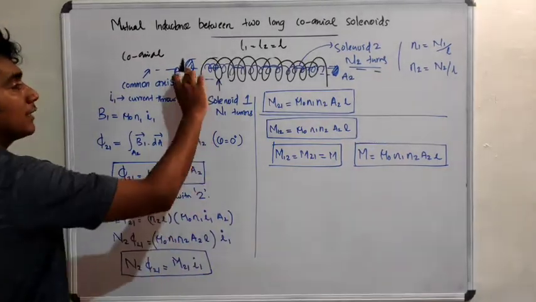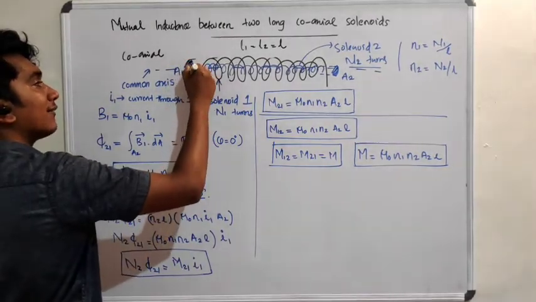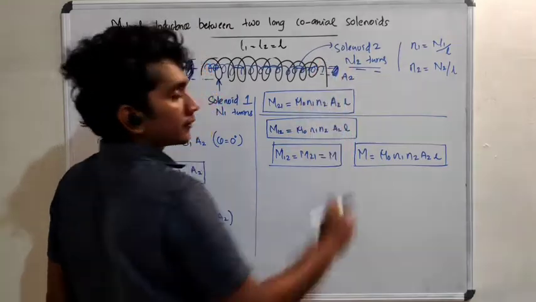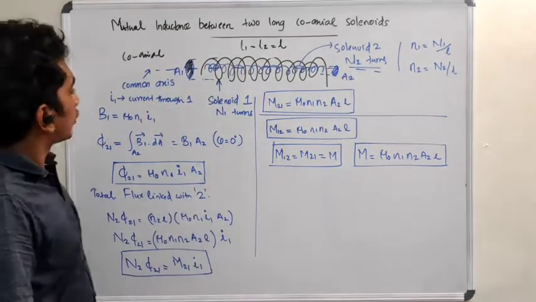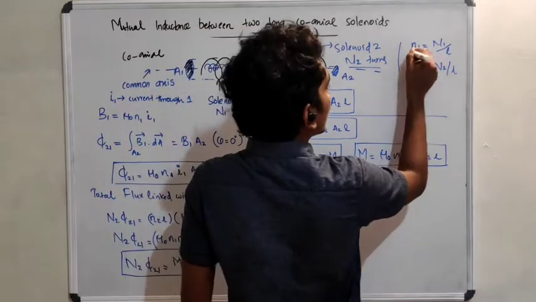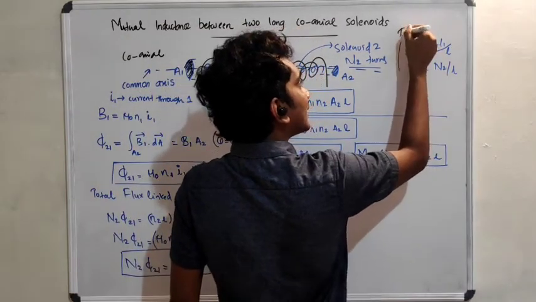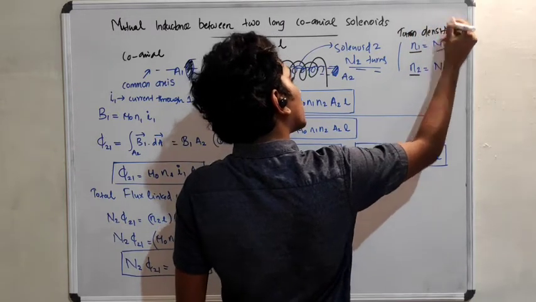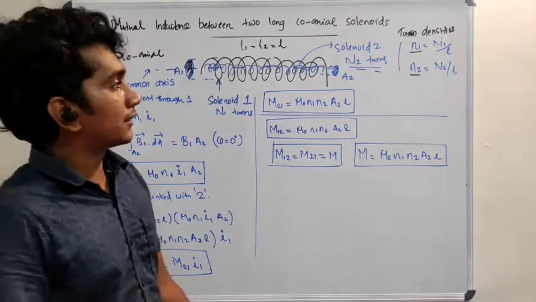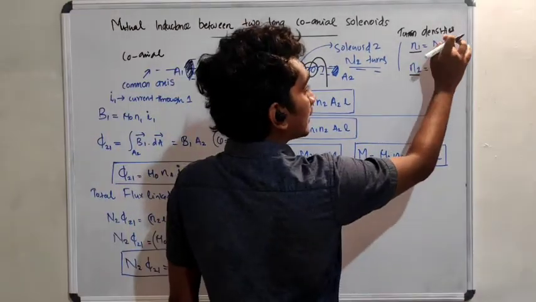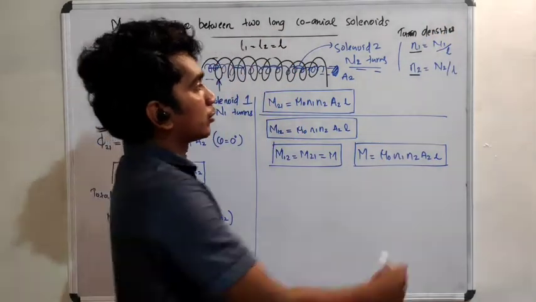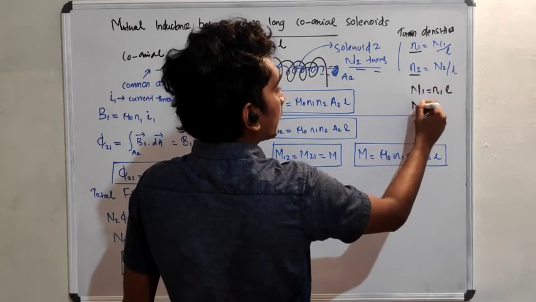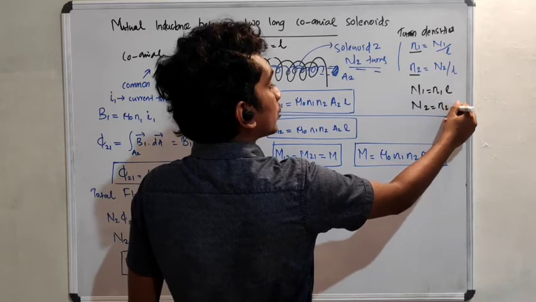Look at this, A1 is the area of the bigger one, and A2 is the area of the smaller one. One more thing you have to note down, small n1 and small n2 are the turn densities. I have discussed this before. What is turn density? Number of turns per length. So small n1 is equal to capital N1, the number of turns, divided by length. I can also write capital N1 is equal to turn density n1 into L, and the number of turns N2 is equal to turn density n2 into L.